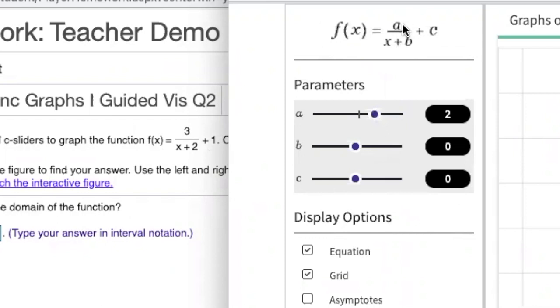You can see a is supposed to be the numerator. For my function, a is 3. So I want to move my slider until I get to the value of 3. Now my b value, if you look, b is in the denominator attached to the x. My denominator is positive 2, so I will move that slider to positive 2. And my c value, my constant at the end, is positive 1 for my function.